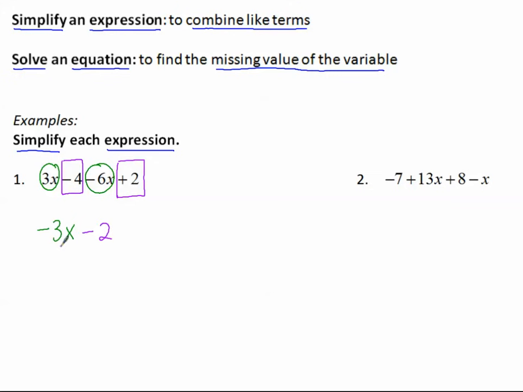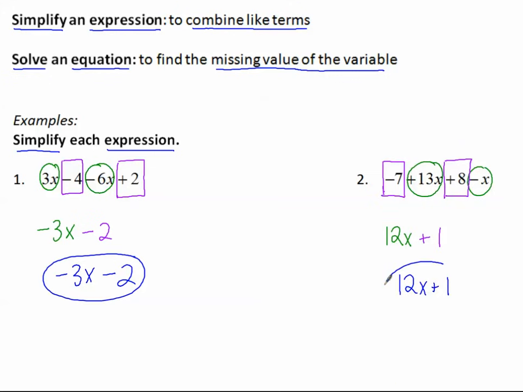This has an x in it. This doesn't have an x in it. So I cannot combine these terms anymore. This is my final answer, negative 3x minus 2. Why don't you try number 2, pause the video, come back and see how you did. Did you get 12x plus 1? If not, look back at my steps and see if you can follow them.